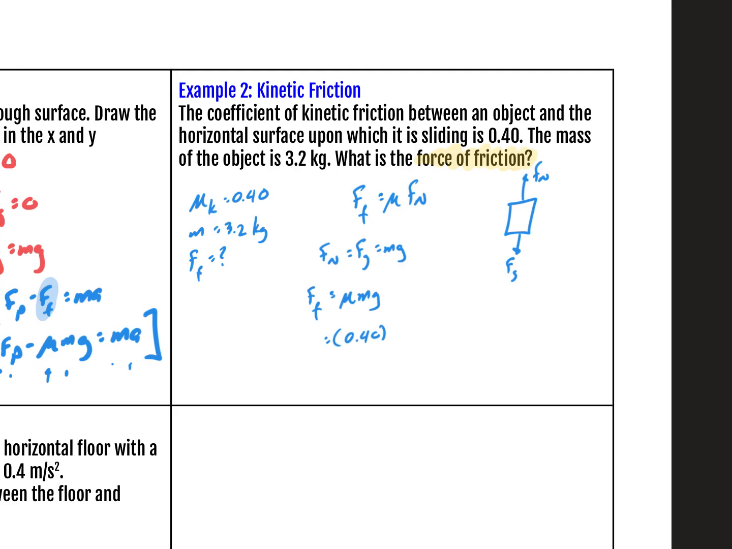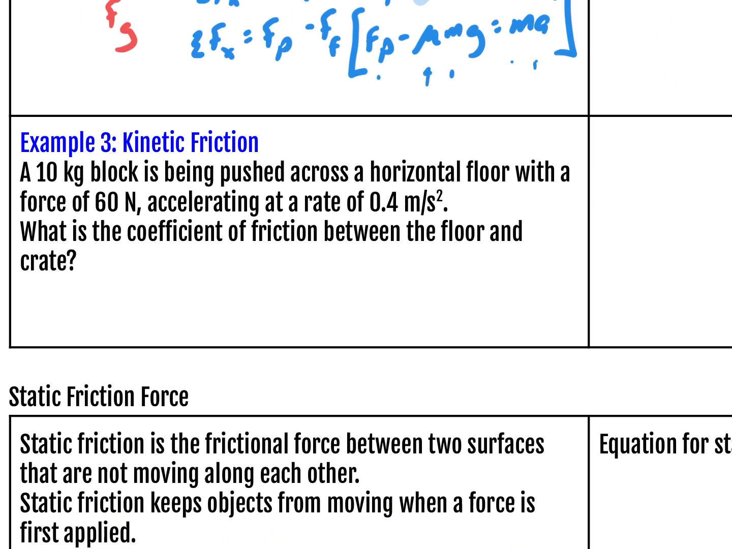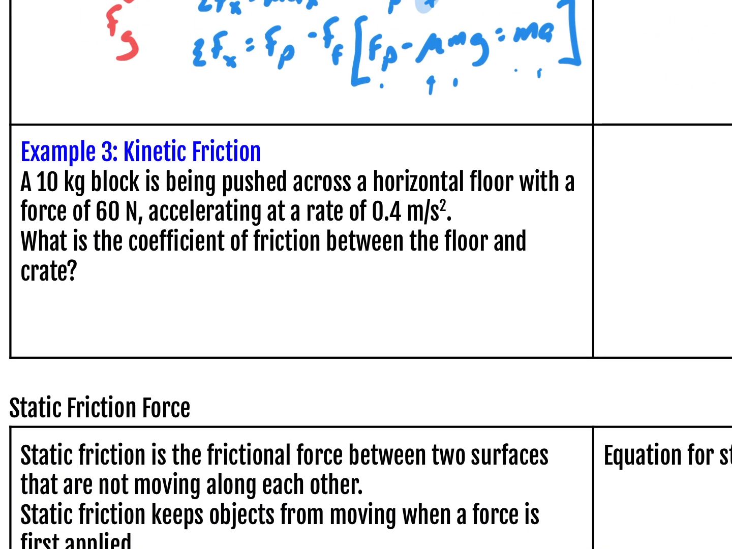So 0.4, 3.2, 9.8. So the force of friction here is about 12.5 newtons of friction force that would oppose the motion there. So not too bad for that guy. The next kinetic example is here. A 10 kilogram block is being pushed across the horizontal floor with a certain force, and it's accelerating, and we have to determine what the coefficient of friction is. So that's a bit more exciting here.